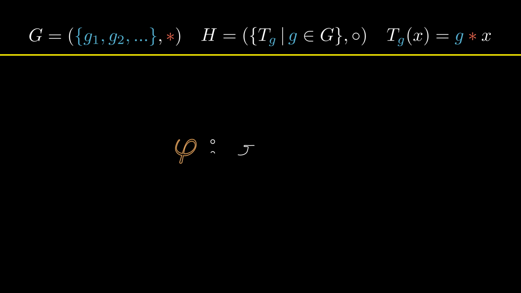Now let's define phi of little g to be equal to T sub g. Here we'll briefly show that phi is a homomorphism.